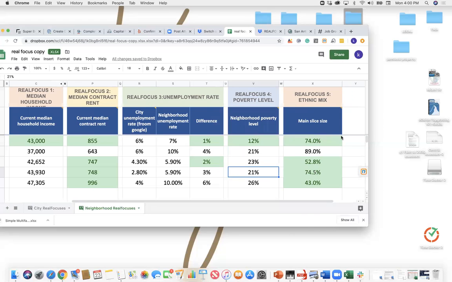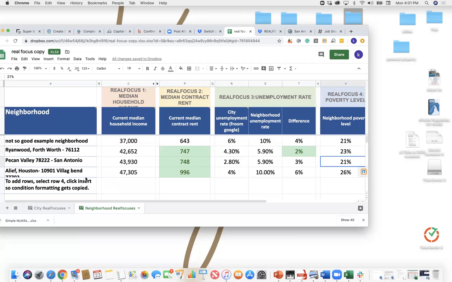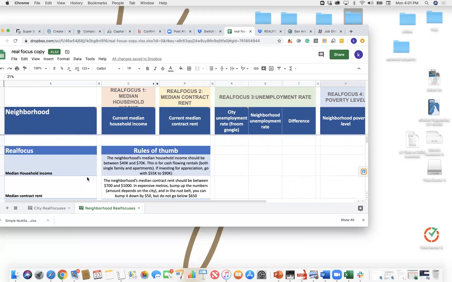Main slice size, so ethnic mix. That's the better way to say it. So 74%, we have a nice ethnic mix. That's what you want. If it's skewed any one way higher than that, that could be a challenge, but it doesn't necessarily mean anything depending on where you're buying. Like if you're in Houston, it's obviously closer to Mexico than Dallas is, and so that's okay if there's a skew, depending on the unit mix and stuff like that.